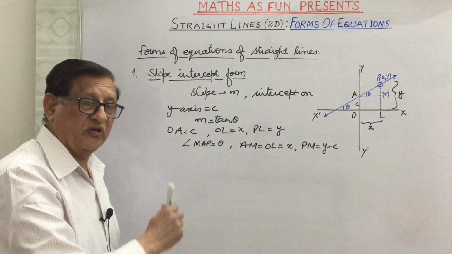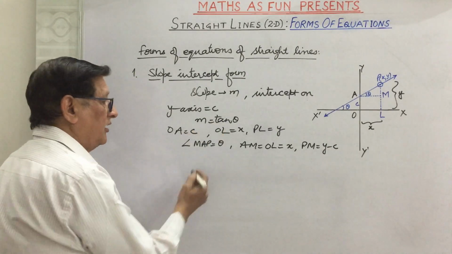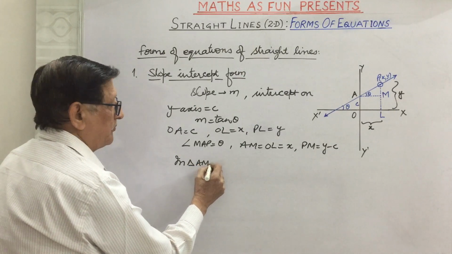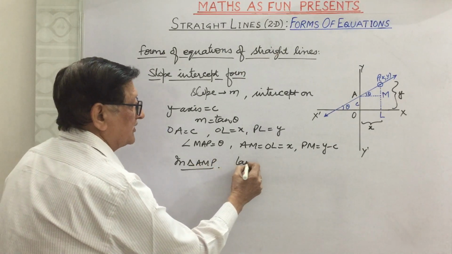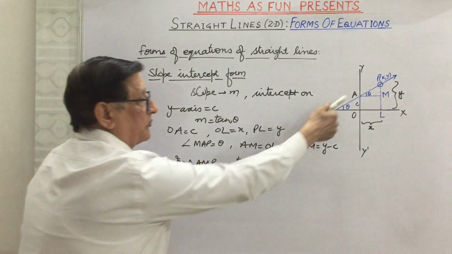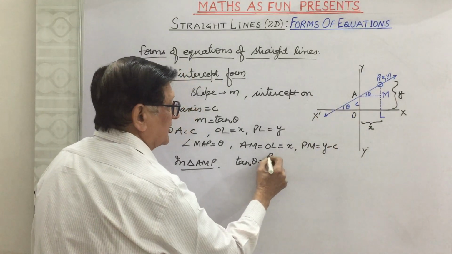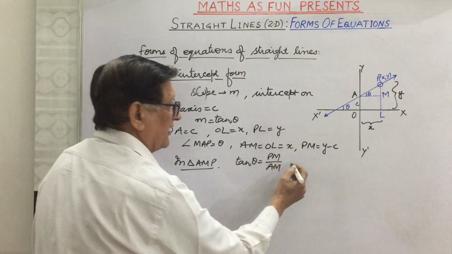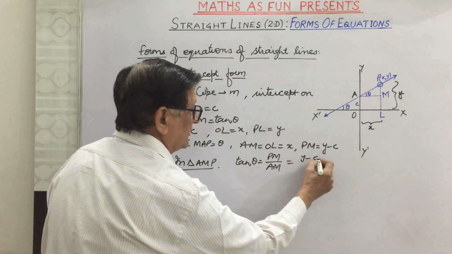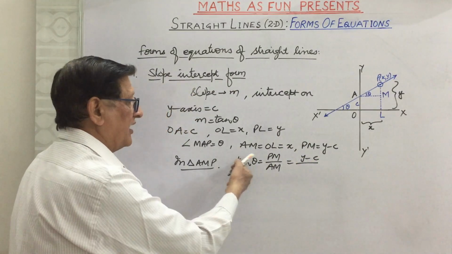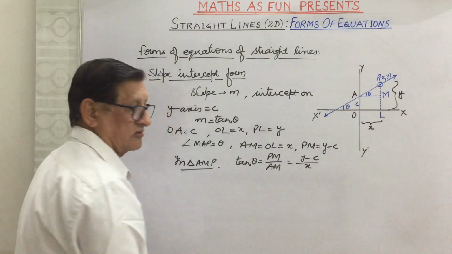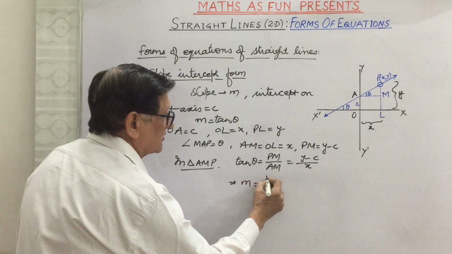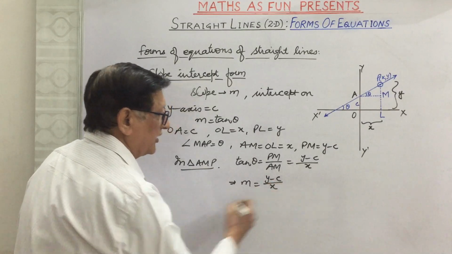For the slope, we know slope is the tangent of the angle. So if we go in this triangle AMP, tan theta will be equal to perpendicular upon base, that is PM upon AM. What is PM? We have seen here, that is Y minus C. What is AM? We have seen here, that is X. And tan theta we know is M. So we can write M is equal to Y minus C upon X.